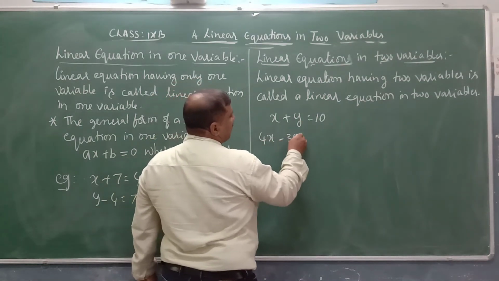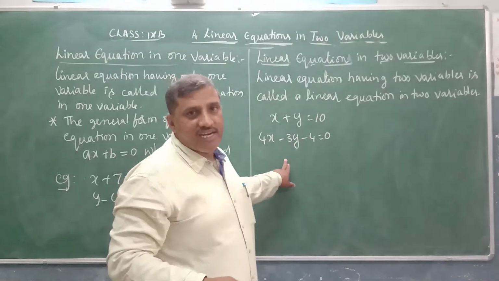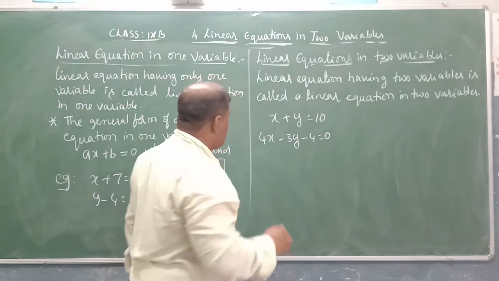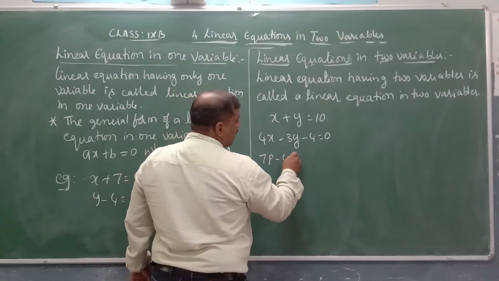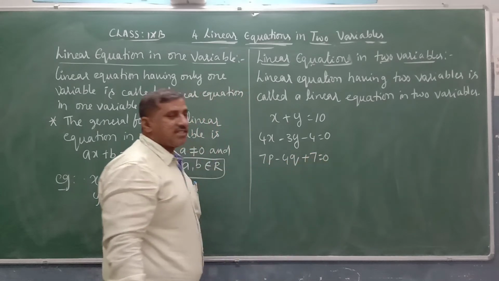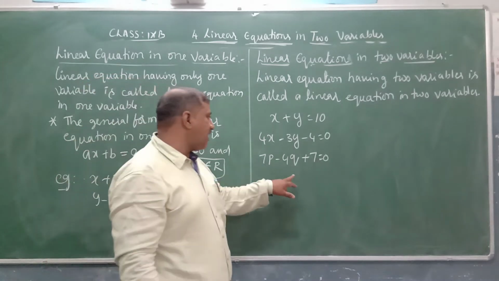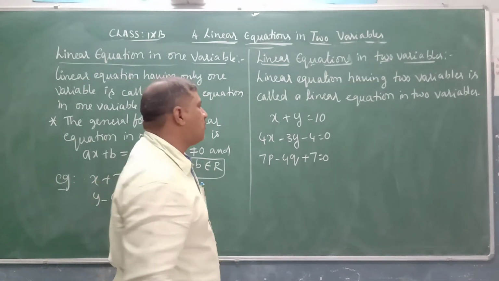4x minus 3y minus 4 is equal to 0. This is also a linear equation in two variables. 7p minus 4q plus 7 is equal to 0. This is also a linear equation, with two different variables p and q.